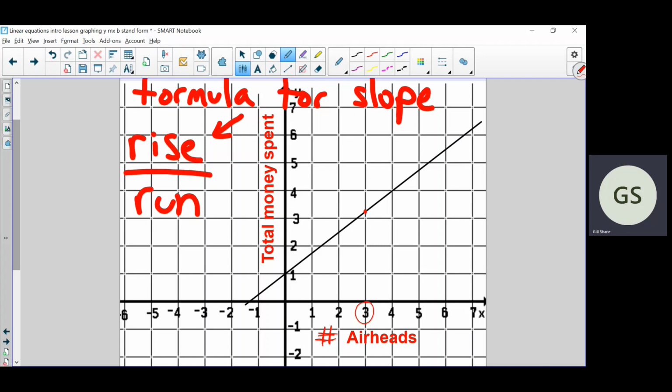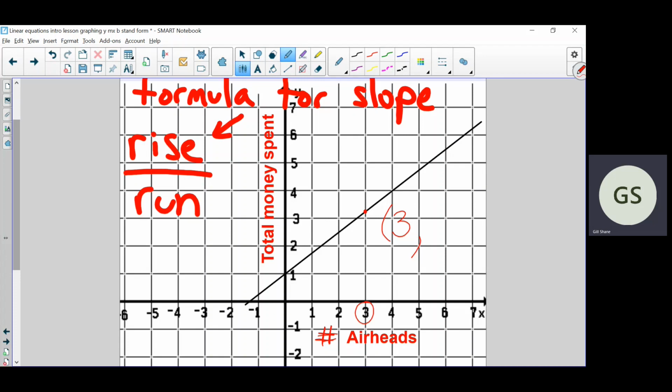Because the line is all the possible combinations of airheads and total cost. So if he buys 3 airheads, the x value is 3. That's how many airheads. Y is the total cost, so I just got to figure out what is the y value for that point. Like if I were just to label a point. We did that last week. We labeled points on the graph. That was your exit ticket. So what's the Y value for that point on the graph?